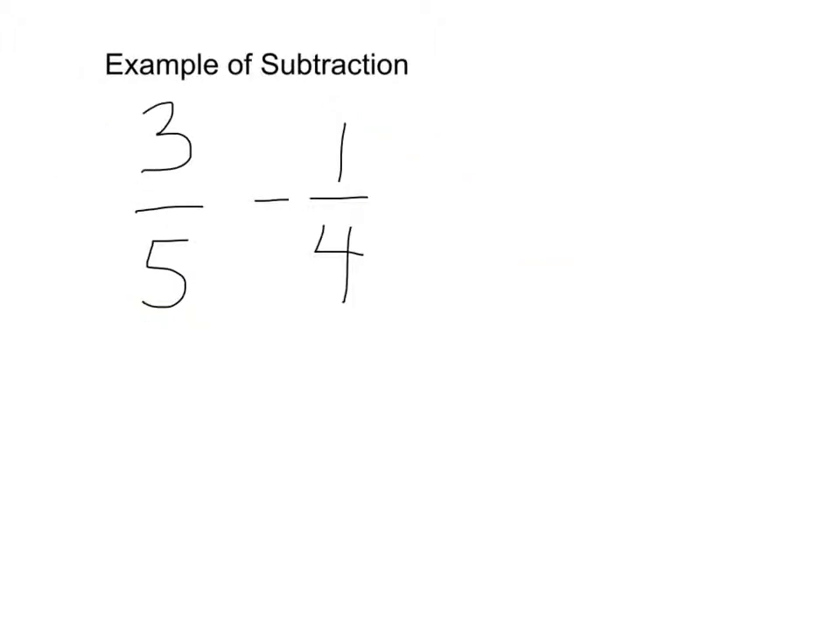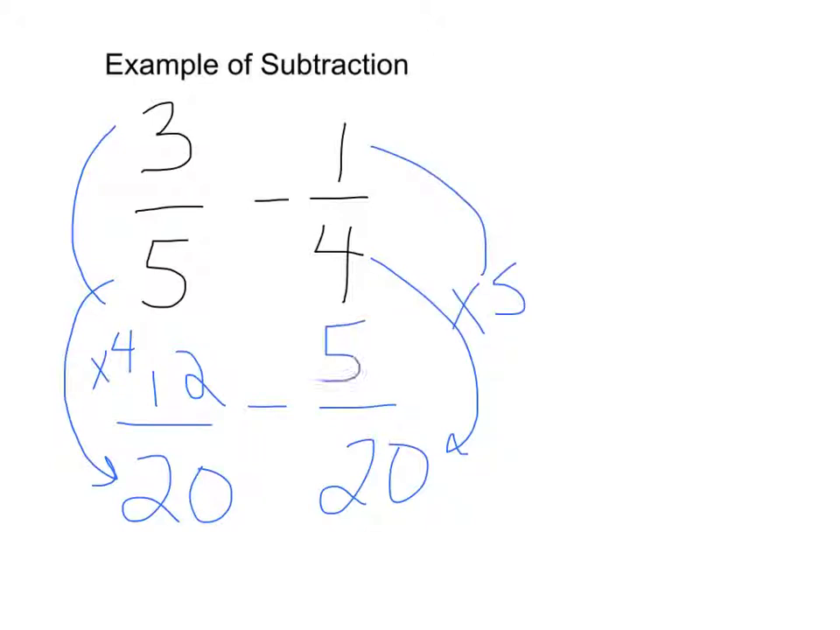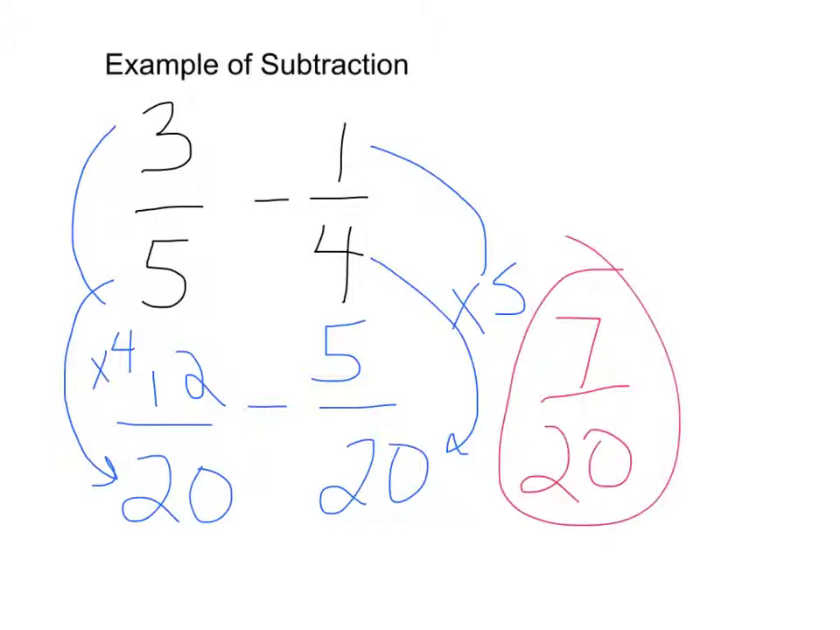Here's a subtraction example. 3/5 minus 1/4. We look and see our common denominator is 20. So 5 times 4 is 20, so 3 times 4 is 12. It's a subtraction problem. 4 times 5 is 20, so 1 times 5 is 5. Let's subtract our numerators. 12 minus 5 is 7. Keep the same denominator, so 7 over 20 would be our answer.